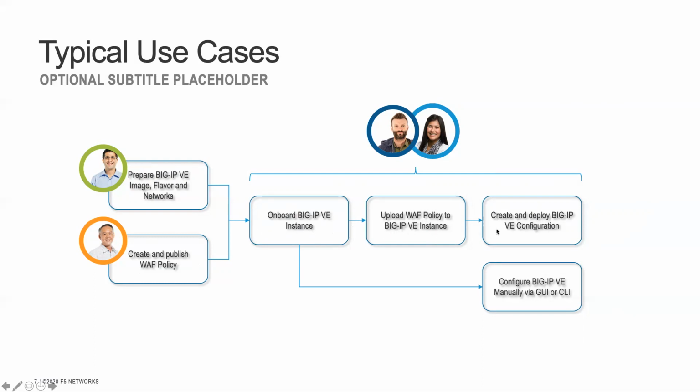That is the automated part. And we also support a manual part. If the users are very familiar with the Big IP configurations, they may only utilize our API to onboard their Big IP instance in OpenStack, and then they can use the Big IP web GUI or command line to manually configure the device.